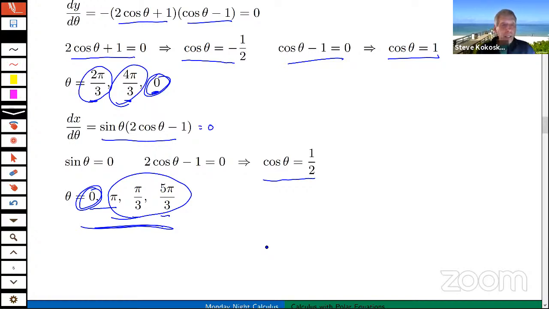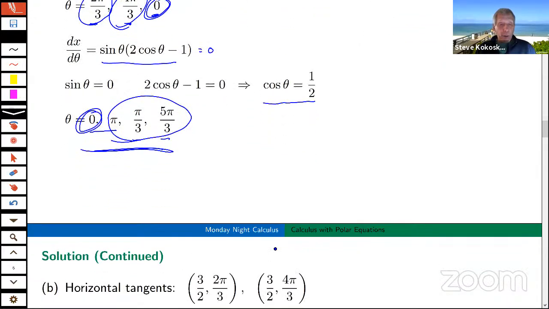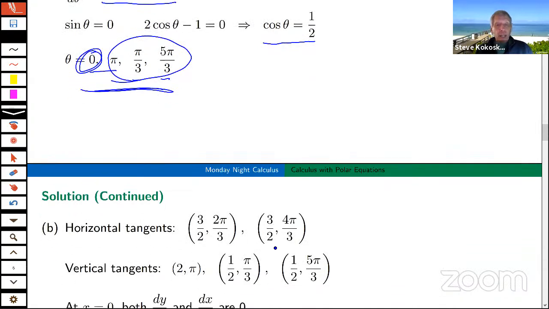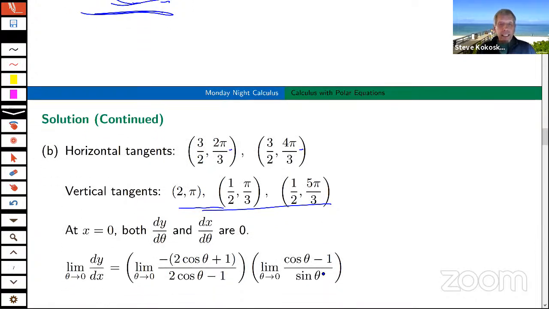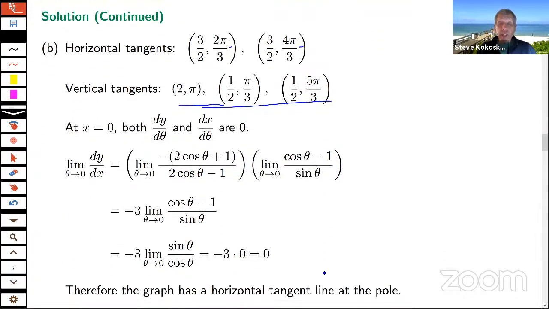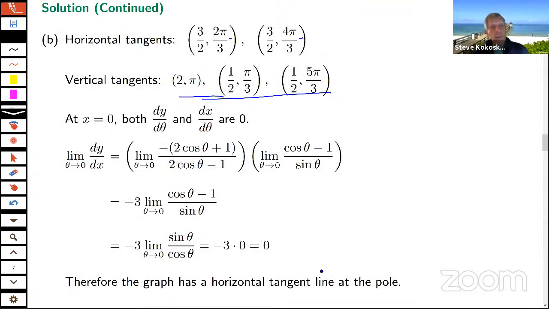Okay. So what do we do with that 0 over 0? We'll get there. So I know I've got horizontal tangents at these two places where theta is equal to 2 pi over 3 and 4 pi over 3. I know I've got vertical tangents at those three values of theta. However, at theta equals 0, we have both dy d theta and dx d theta equal to 0. And so what we need to do is take a look at a limit.